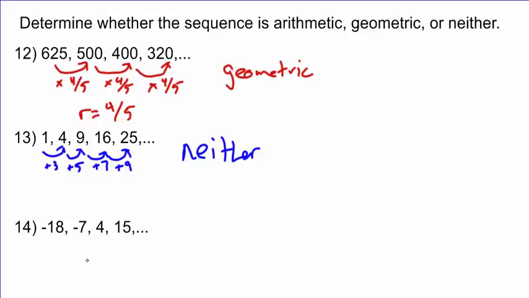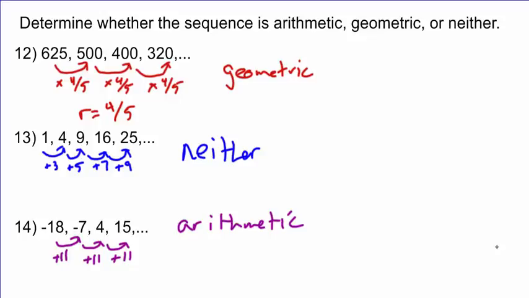Okay, last one, number 14. Let's look at the pattern there. Again, I'm going to check and see if we have an arithmetic pattern going on. So I'm going from first term to second. I see that's plus 11. Second to third, I like what I'm seeing, plus 11. Third to fourth, plus 11. What kind of sequence is that? No, tell me. Yeah, okay, good. It's arithmetic. That's right. So we have an arithmetic sequence there.